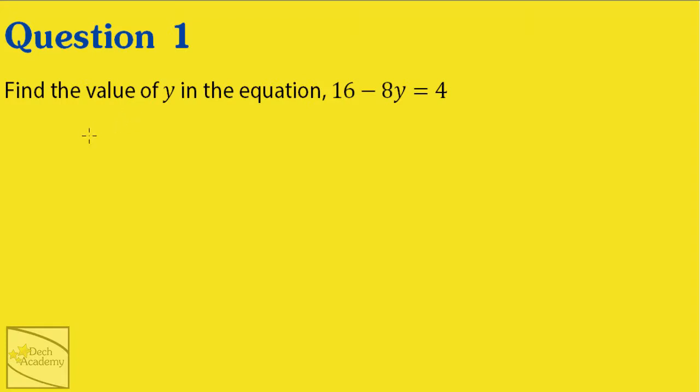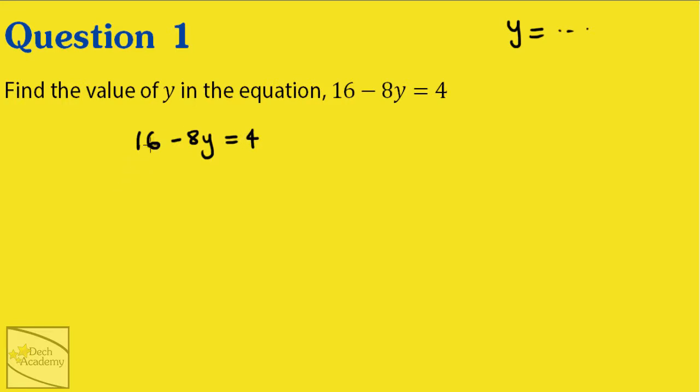So we want this equation to be of the form y equals something. So we need to isolate y on the left-hand side, and this can be achieved as follows. Let's get rid of, so I'll just write the equation here, 16 minus 8y is equal to 4. Since we just want to have y on the left-hand side, let's get rid of the 16. And the proper way to do so is to subtract 16 from both sides.